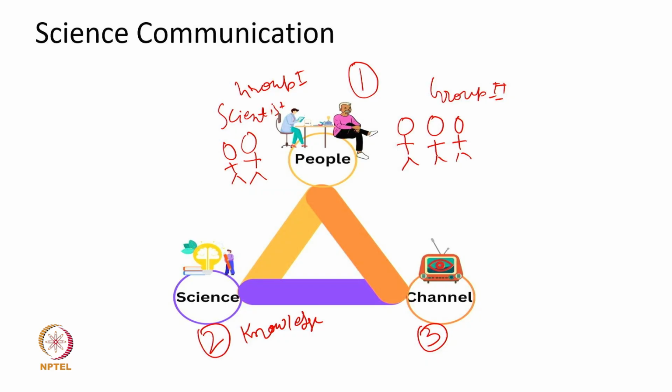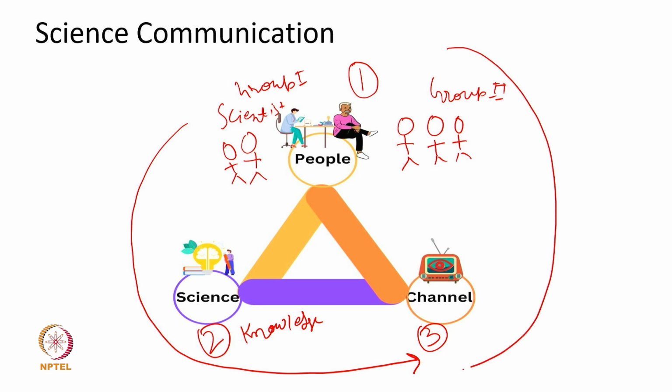The first group, who send the message, generally follow an anti-clockwise approach. They first create the knowledge and then select the appropriate channel to disseminate the knowledge. However, the second group, the outside world, follow a clockwise approach to access the knowledge. They first select the channel to know about the scientific discovery and then they access the knowledge.